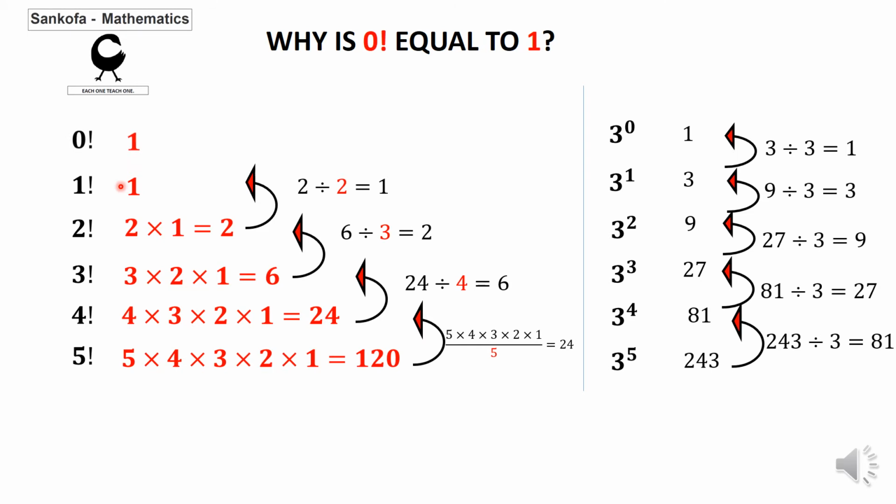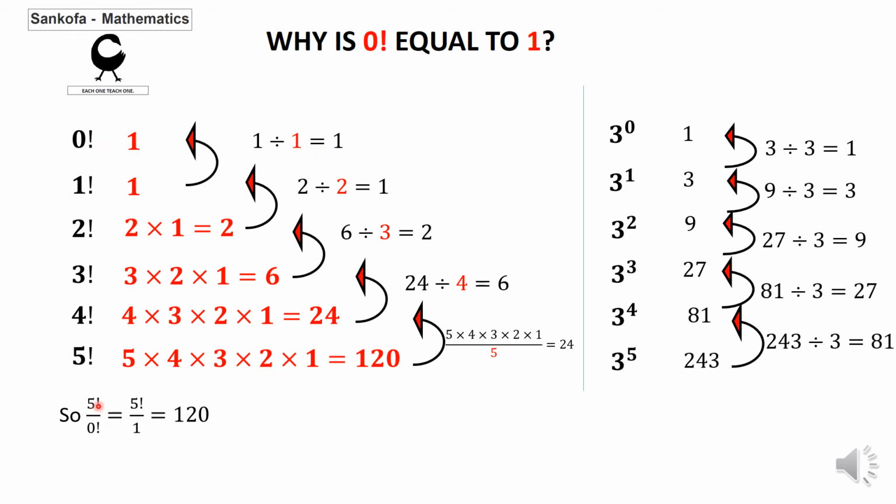Right, we don't have to stop there. So what is 0 factorial going to be, and why is it equal to 1? Well, continue the pattern, and it's 1 divided by 1, which obviously gives you 1 as an answer. So I hope you realize that 0 factorial is equal to 1.